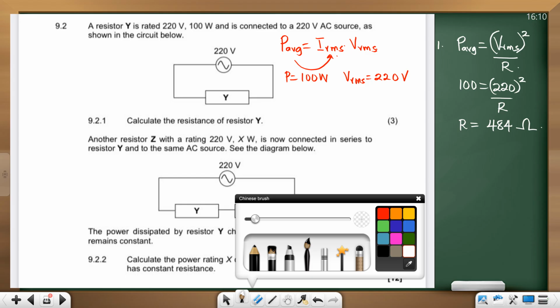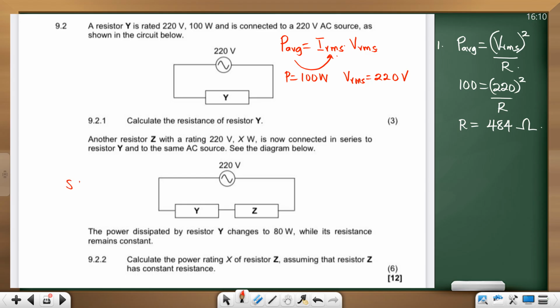What do I know? Quickly before I even answer. Series are potential what? Dividers. But current is what? The same. So we are saying IY is the same as what? IZ. Because they are connected in series.